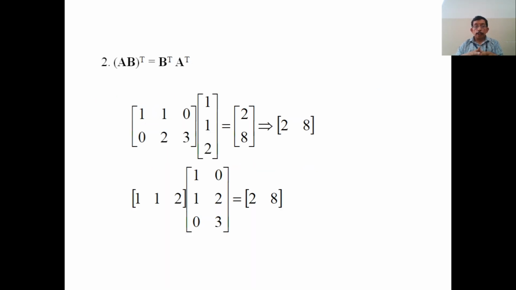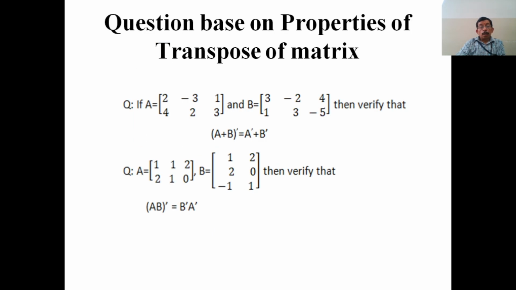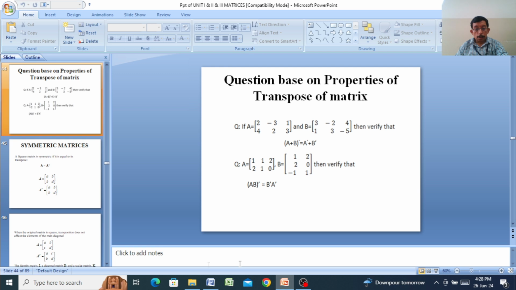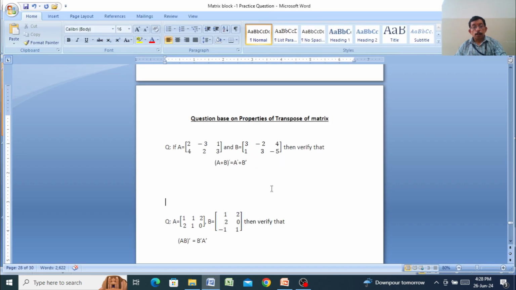And the second one is, if A and B are two matrices multiplied and transposed, then it equals the reverse-order multiplication of the transposes. It is clear? Now some questions we solve. If A and B are two matrices, verify the first property of the transpose: (A plus B) transpose equals transpose of A plus transpose of B. Now the solution of the matrix.